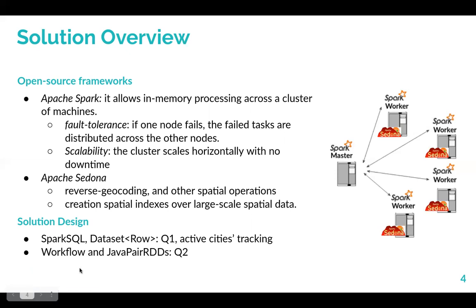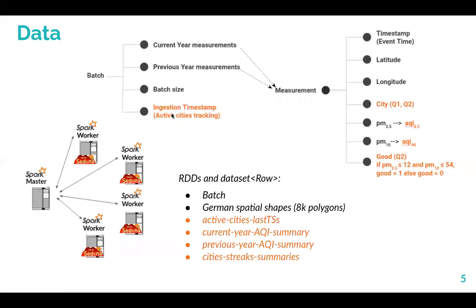For my solution, I used Spark SQL and dataset rows for Q1 and active cities tracking, and I used workflows and Java pair RDDs for query number 2. Each batch includes current year measurements and previous year measurements and the batch size. Each measurement is described by a timestamp, which is the event time, and also some information on the location of the measurements, latitude and longitude, and two measures, particulate matter 2.5 and particulate matter 10.